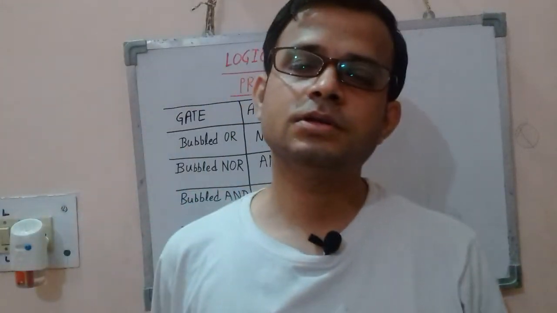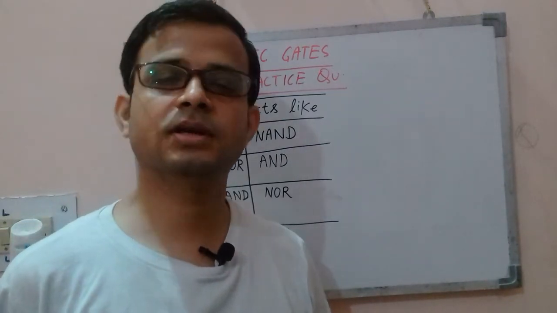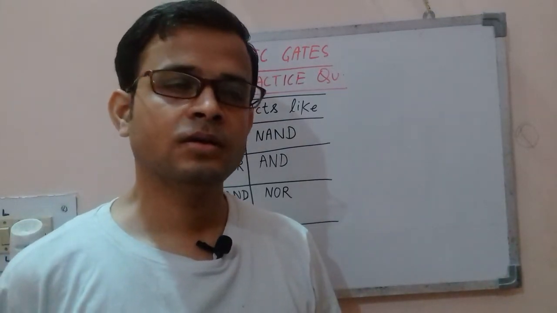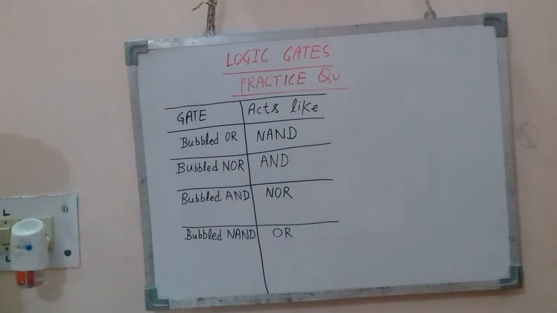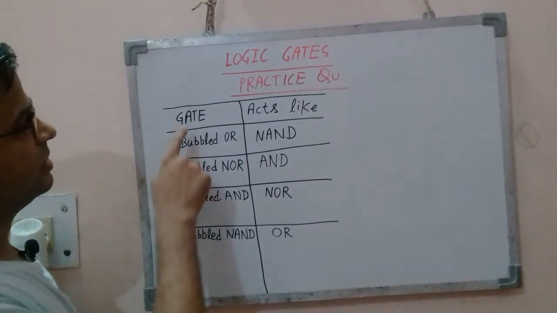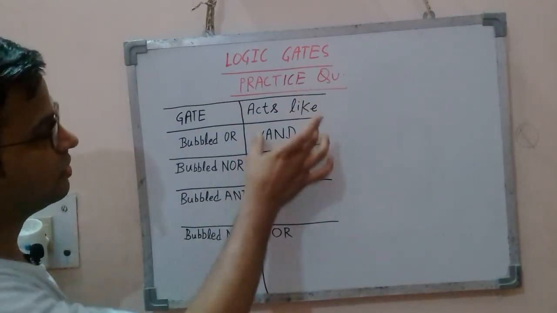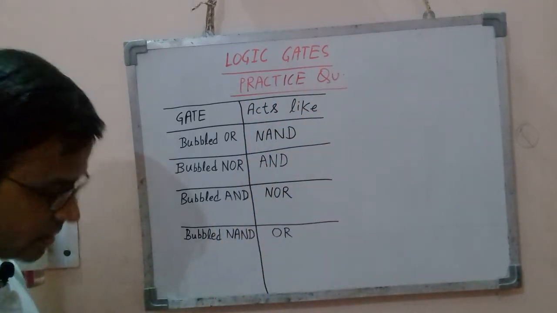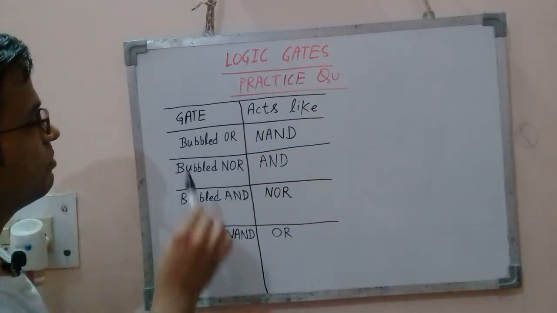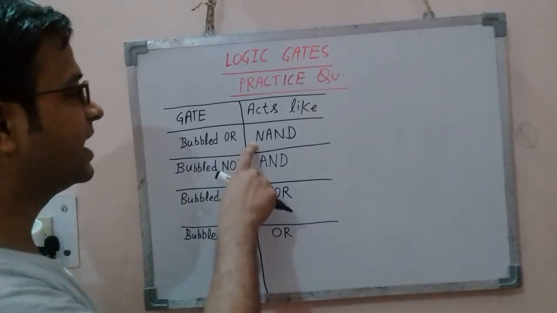So hello students, let me give you some important points in the logic gates. So look here, this column indicates the type of the gate and this column tells what gate it acts like, right? See here, bubbled OR means it is nothing but NAND gate, right?